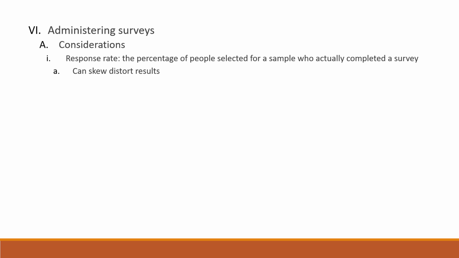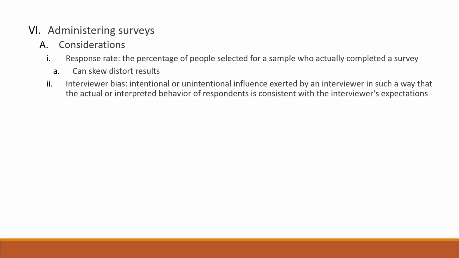There are some considerations for when you're administering a survey. First is response rate, which is the percentage of people selected for a sample who actually complete a survey. This is important because the people who don't respond to a survey might be different than those who do respond to a survey, and that can skew or distort our results. You can imagine if you receive a political survey with loaded questions, some people might not want to complete it. And those who do complete it are the ones who tend to agree politically. So it's not a very representative sample.